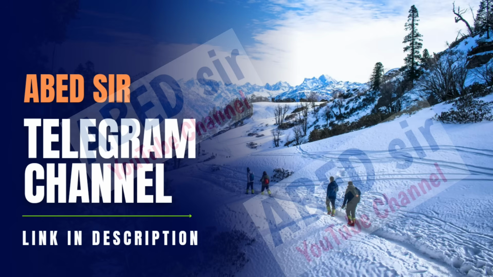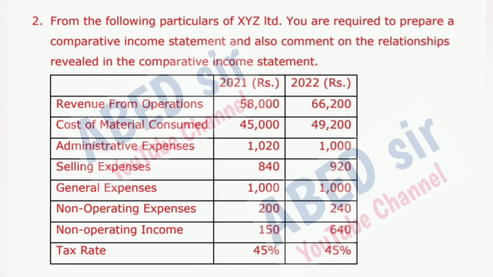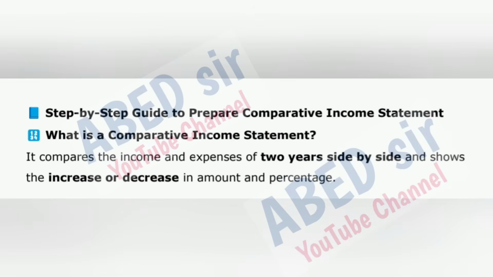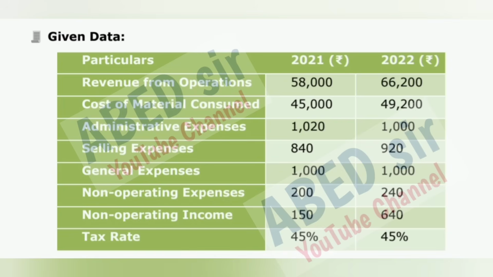Next important long question is: 2. From the following particulars of XYZ Limited, you are required to prepare a comparative income statement and also comment on the relationships revealed in the comparative income statement. Step-by-step guide to prepare a comparative income statement. What is a comparative income statement? It compares the income and expenses of 2 years side by side and shows the increase or decrease in amount and percentage. Given data.